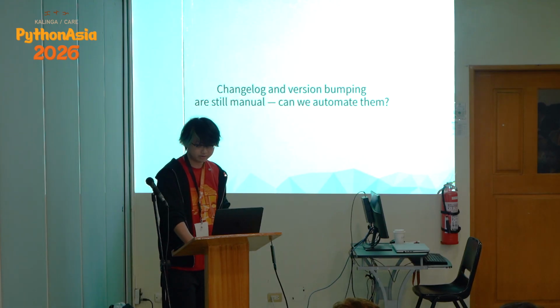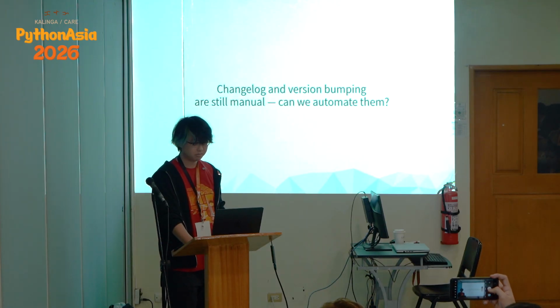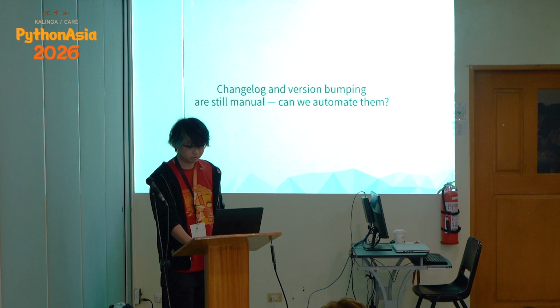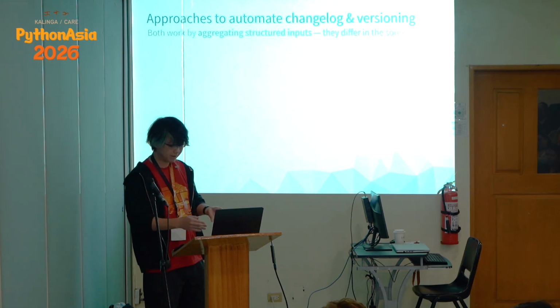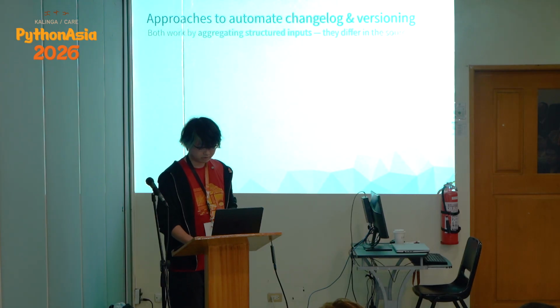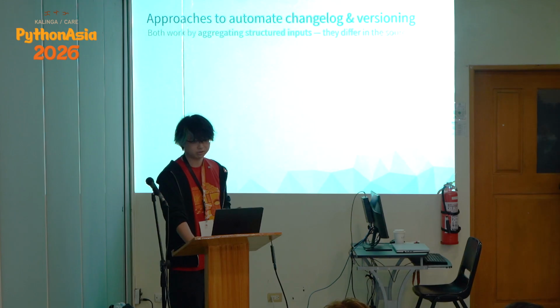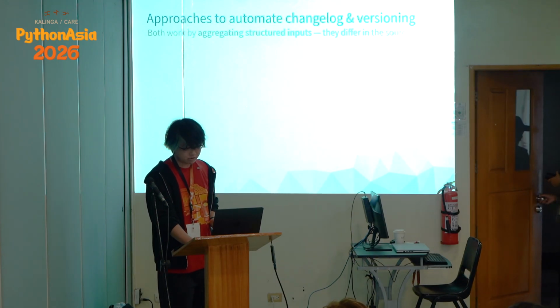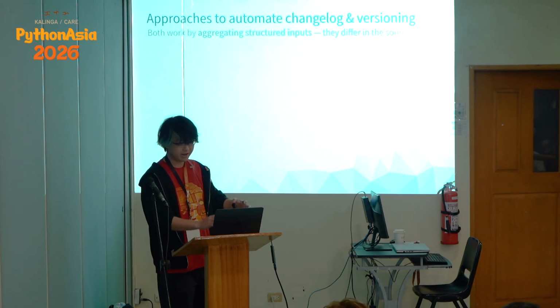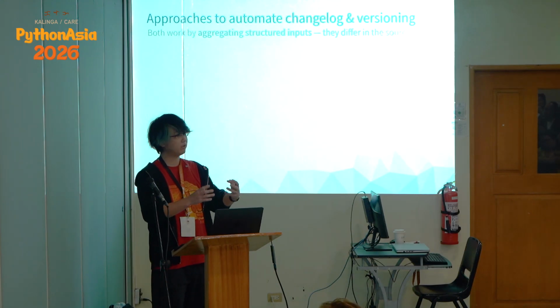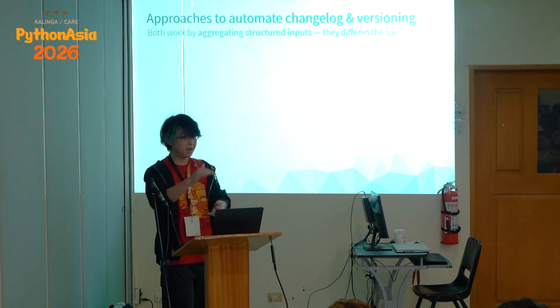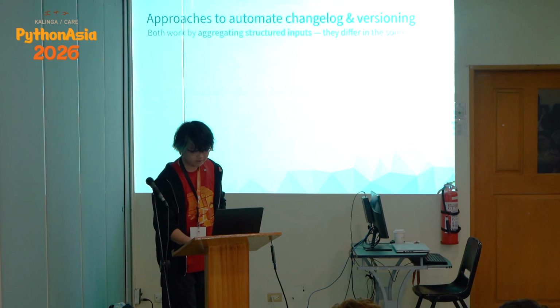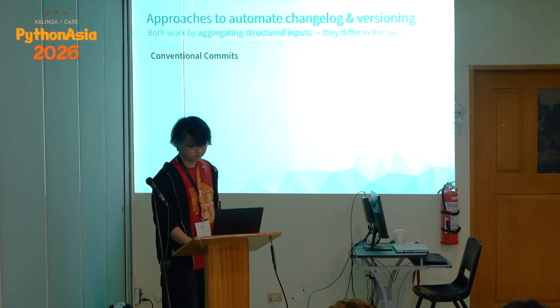But two of our three problems are still manual: changelog management and version bumping level. So we improved it better and better. I explored some tools to automate these kinds of things. There are two main approaches out there. They actually share the same idea. You aggregate structured input to generate a changelog and calculate the next version based on that. The difference is just the input source.